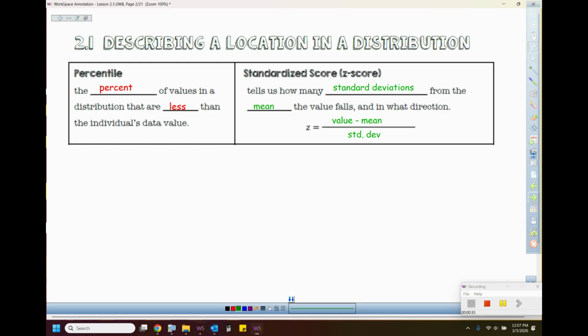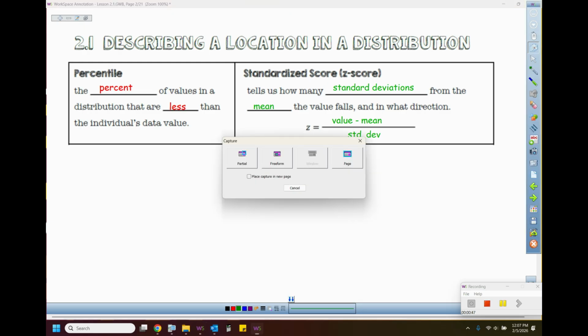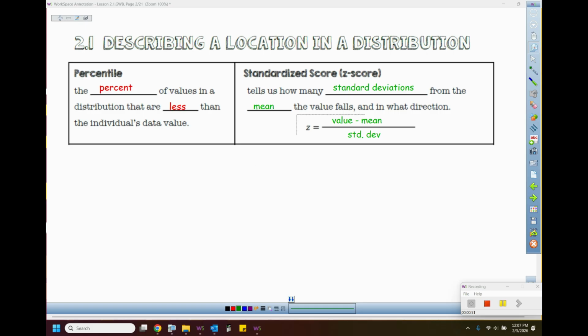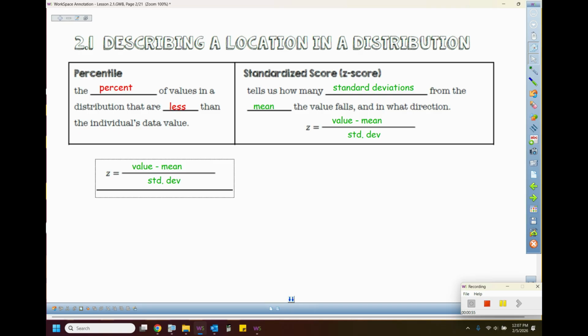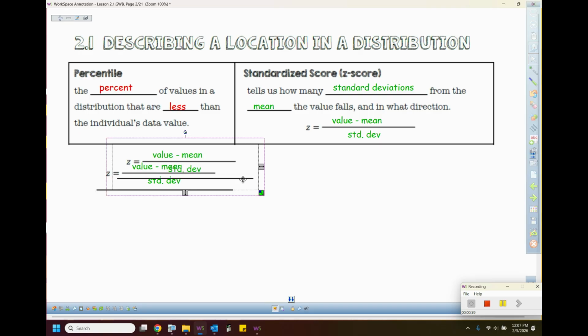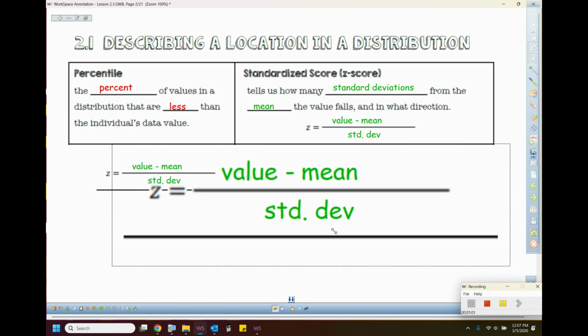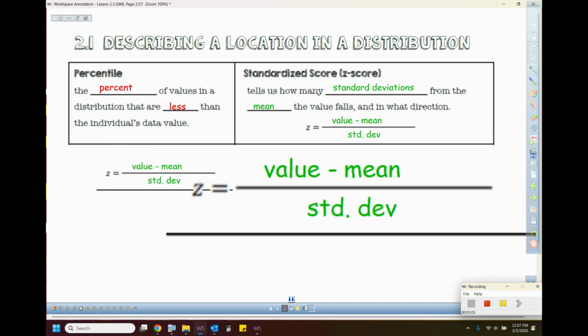And then here's a formula. I'll blow it up a little bit larger so we can see it. This is what we'll do our calculations with today. We'll need a calculator to calculate the z-score. Like I said, we'll understand more of it later. But it is some sort of value, take away your mean, divided by the standard deviation.